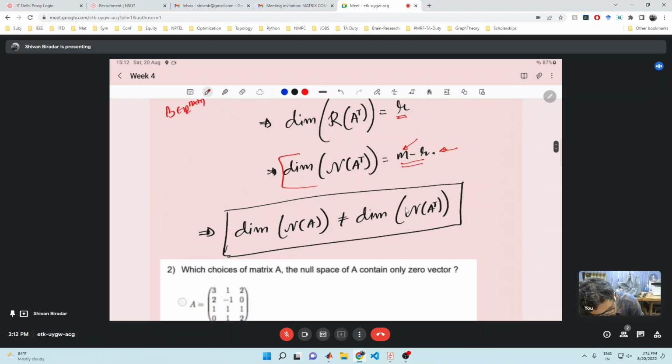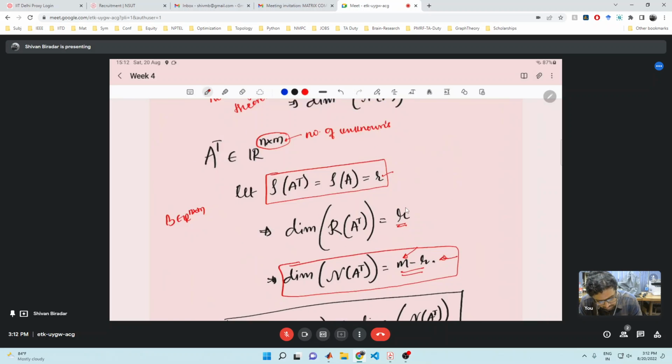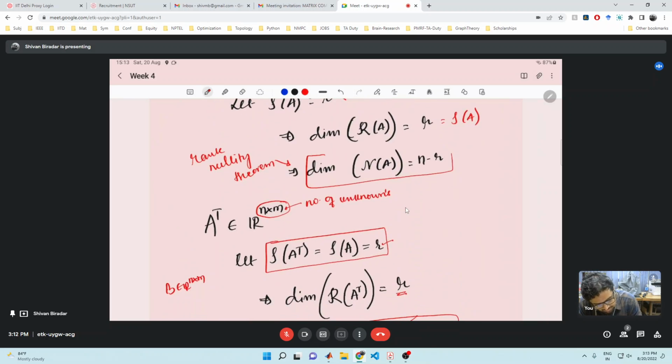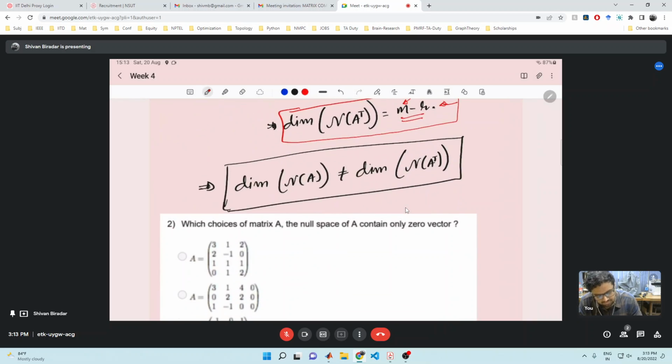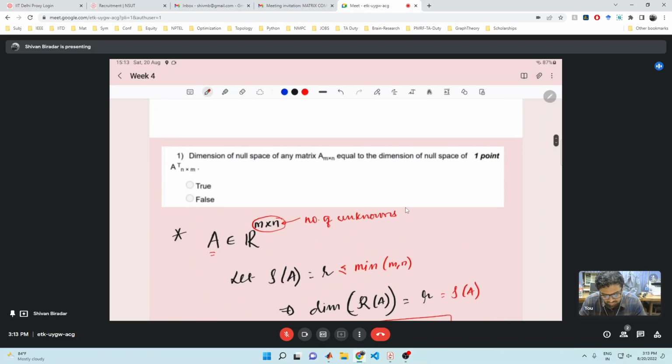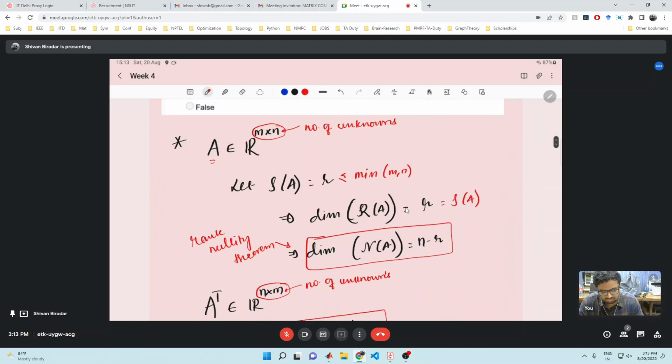So comparing this and this, we see that both are different. So obviously the dimension of null space of A is not equal to the dimension of null space of A transpose when this is a non-square matrix. So the dimension of null space of a non-square matrix A is not equal to the dimension of null space of A transpose.